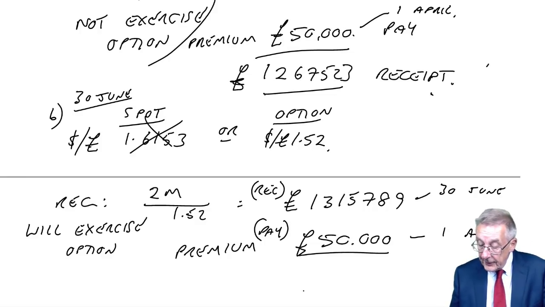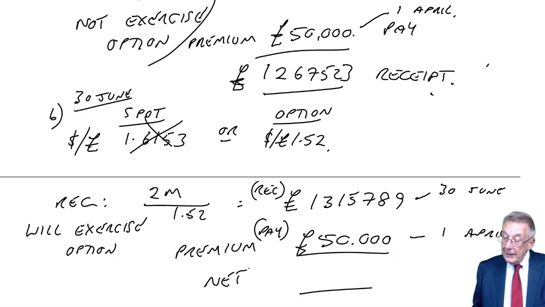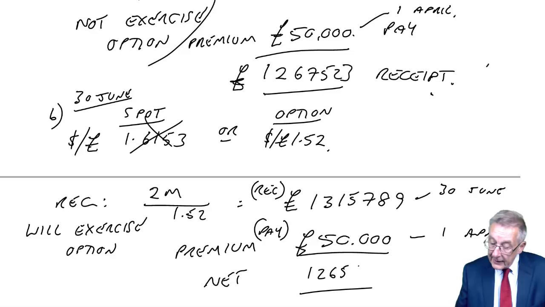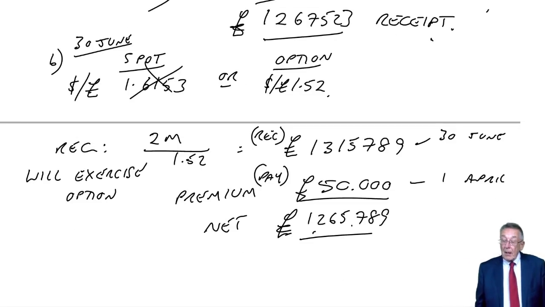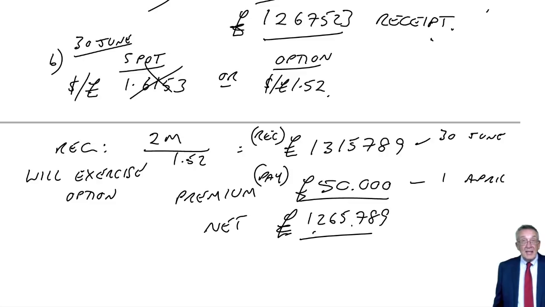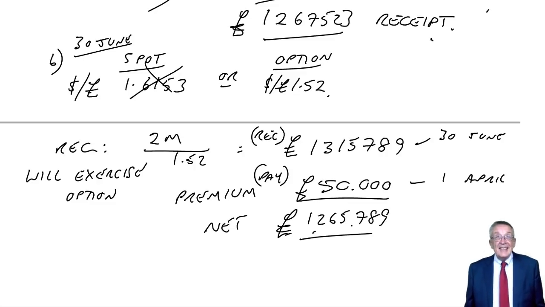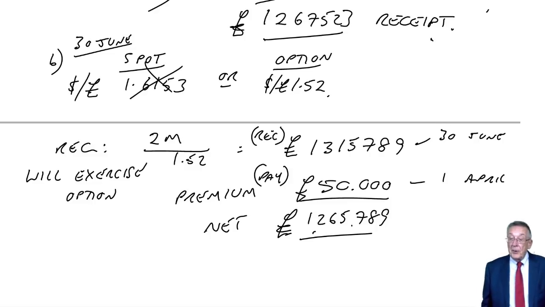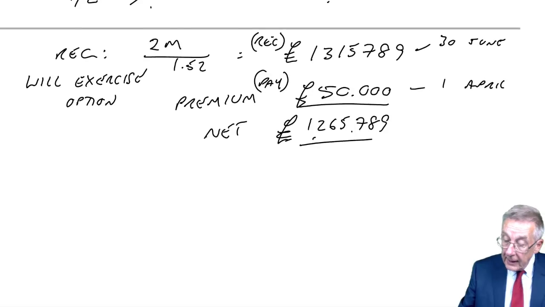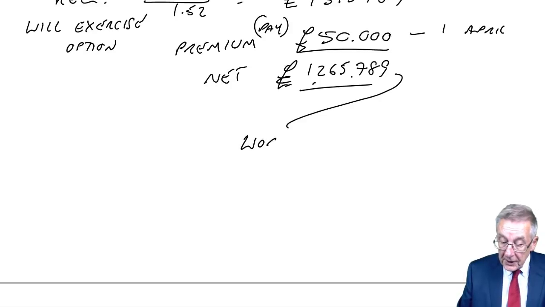However, ignoring the timing difference, the net result, there's a net receipt of 1,265,789. And there we are. I mean, it's lovely. I think you've got to agree that if the rate moves, goes better than 1.52, we'll take advantage. We'll convert at spot. We won't exercise the option. If it's ever worse than 1.52, as it was here, exercise the option. And what we've ended up with, surely that is the worst outcome.